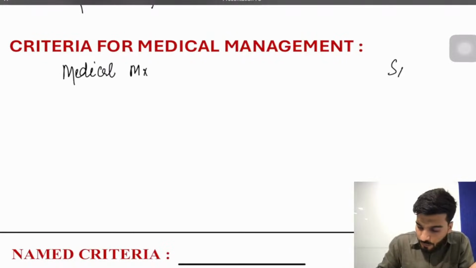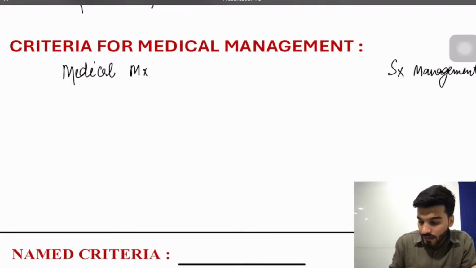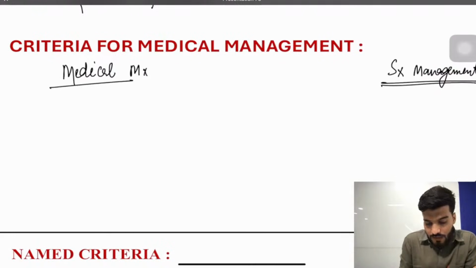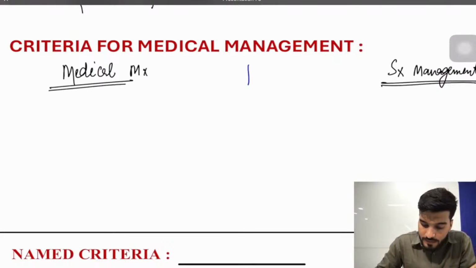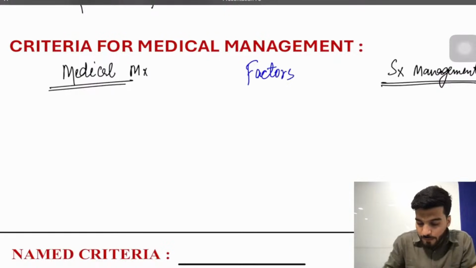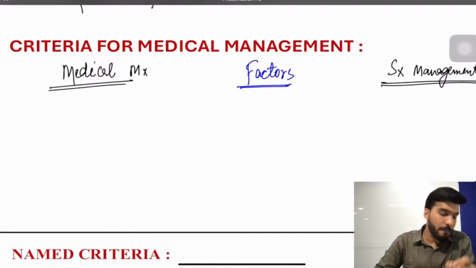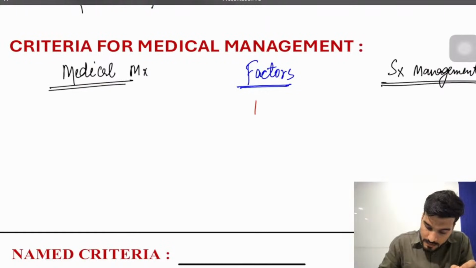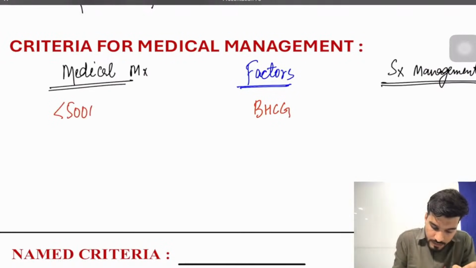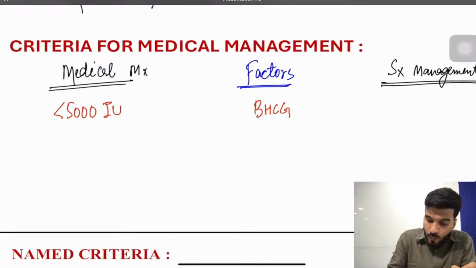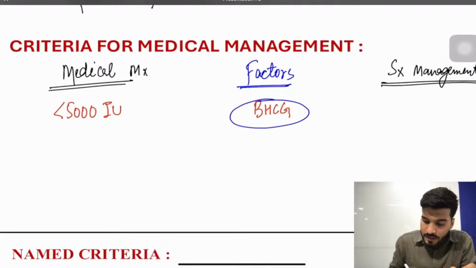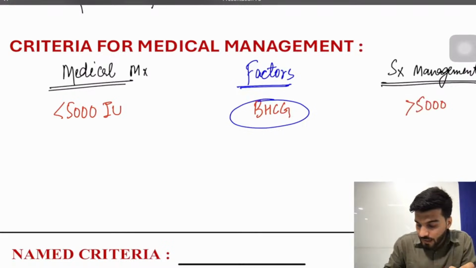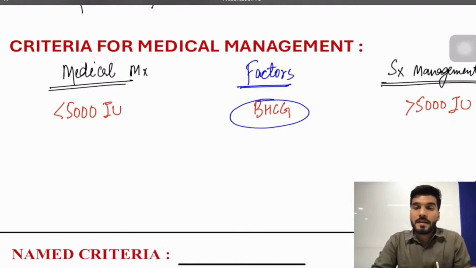So either I'm going for surgical management or medical management, and we have important factors. Now, my dear students, the first thing is the beta HCG level. If beta HCG levels are less than 5,000 international units, I am going with medical management. If beta HCG levels are more than 5,000 international units, I'm going with surgical management.